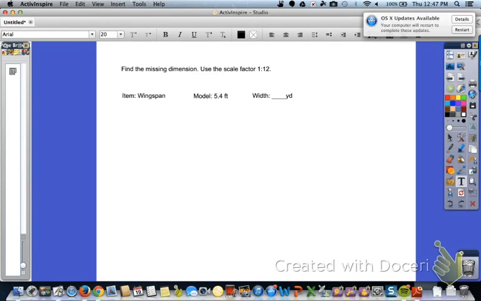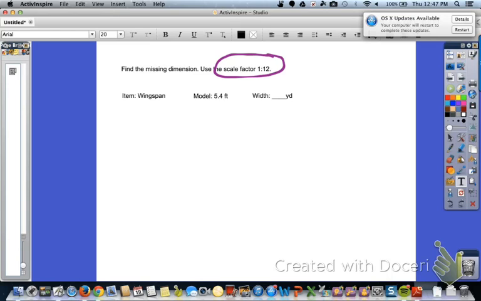Today we are going to find the actual width of the wingspan. We are given the width of the wingspan of the model and the scale factor. So the first thing to do for this problem, the first thing we always do with these types of problems, is look at our scale factor. Our problem tells us that our scale factor is 1 to 12.